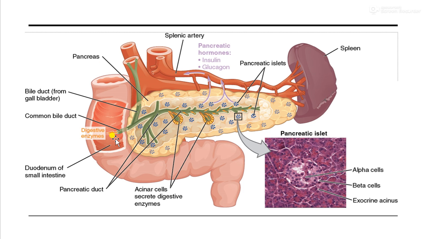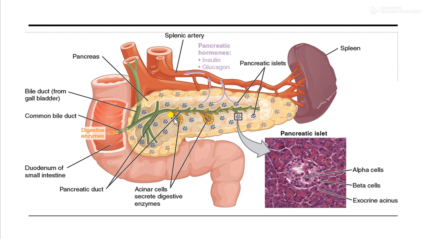Which enzymes help here? That is pancreatic juice, which is secreted through the pancreatic duct. These enzymes help to break down carbohydrate, protein and lipid. This role is called the exocrine role of the pancreas. The cells that do this are arranged in clusters called acini.